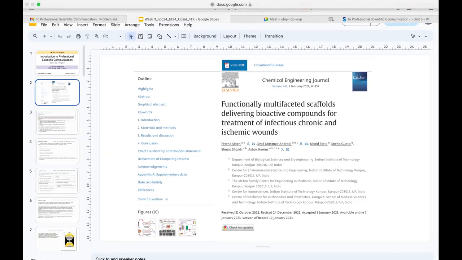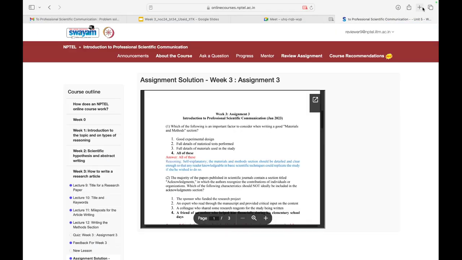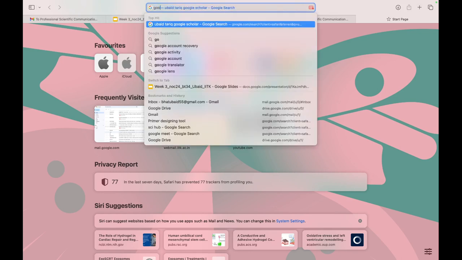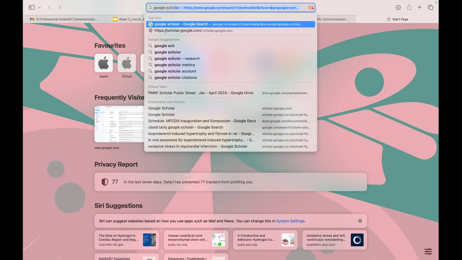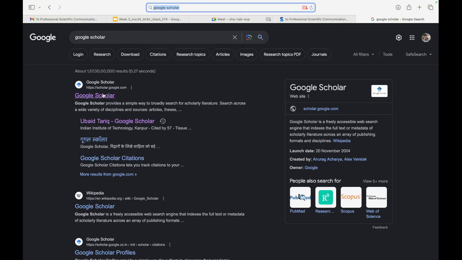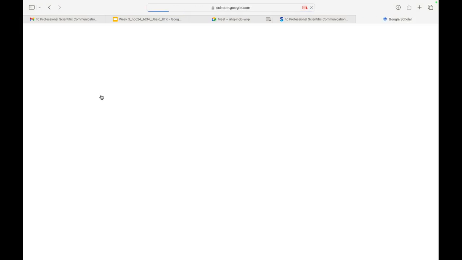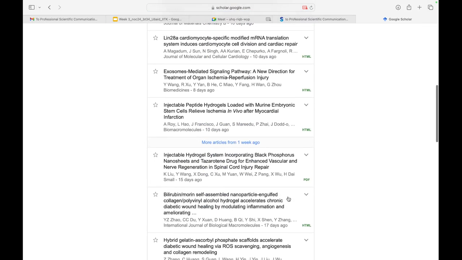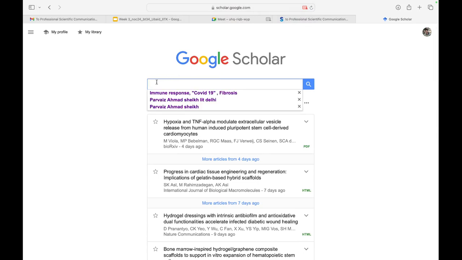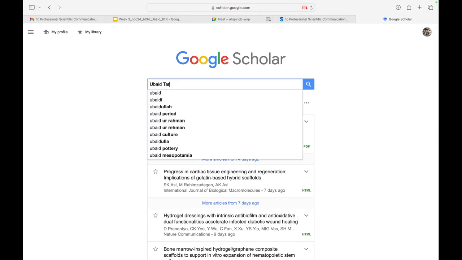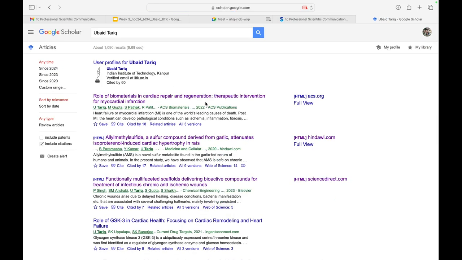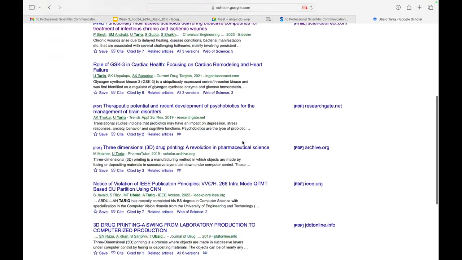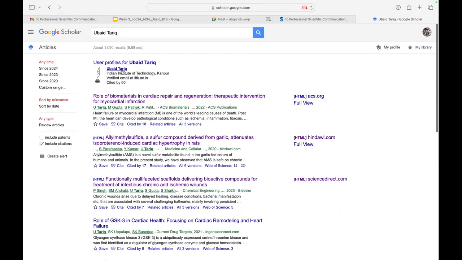So I will search one paper for you. We will go to Google Scholar. Always search for your paper in Google Scholar. If you want to search for a researcher, you can search that person, or you can directly search the papers. These are some of the papers that I have searched. For example, I will search myself. If there are more persons with the same name, we will get different recommendations, but I have frequently searched my name, so I am getting this.